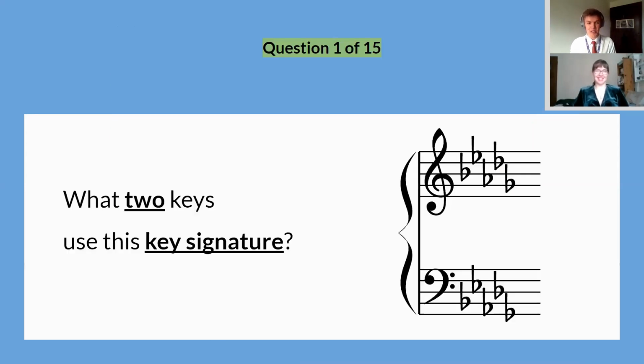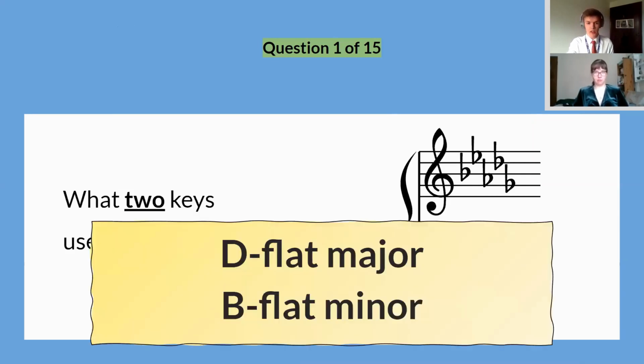The first question, what 2 keys use this key signature? It's 5 flats. So it's D flat major and B flat minor. Obviously it's because those 2 notes are a minor third apart, which is why they're relatives of each other. So you can remember one of them and then work out the other if you need it, or you can just associate both of those names with 5 flats.